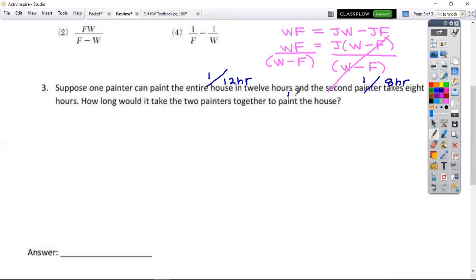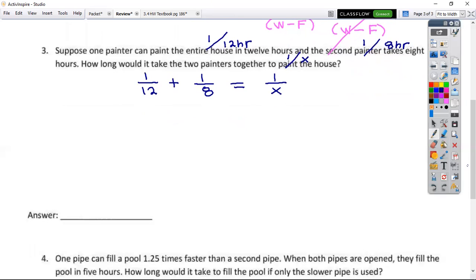So 1 divided by X. Okay, so that's it. And then you just add them up. So I get 1 over 12 plus 1 over 8 is equal to 1 over X. You want to find the common denominator and solve. So you're looking for ideally the smallest number that 12 and 8 go into. So 12 doesn't work, so take the 12 and double it. How about 24? Does that work? Yes. So I'm going to go denominators of 24x.